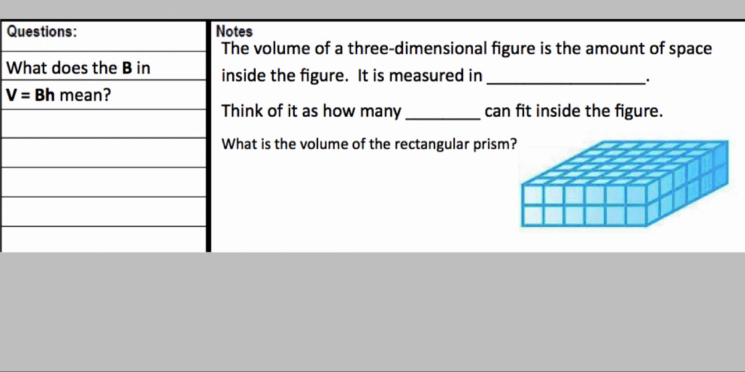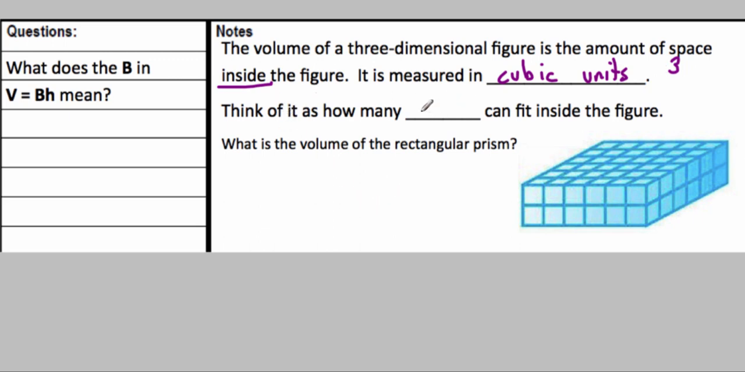So a real quick introduction is talking about what is volume. What does it mean? Well, the volume of a three-dimensional figure is the amount of space inside the figure. It's measured in cubic units. So the units for volume are always going to be to the third, or cubed. And that's because you have three different measurements. You have a length, a width, and a height. It's in 3 dimensions, so our units are cubed, or to the third.